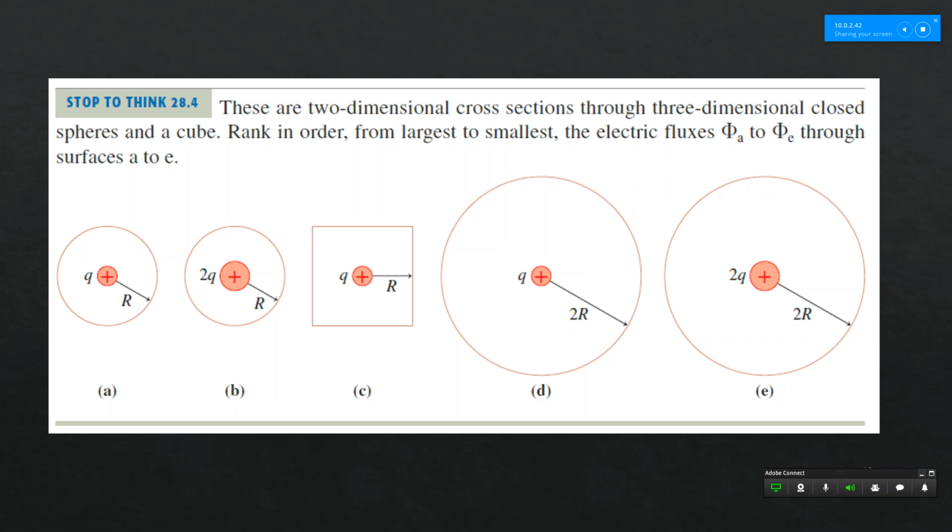How do you determine flux? Are you guys awake?